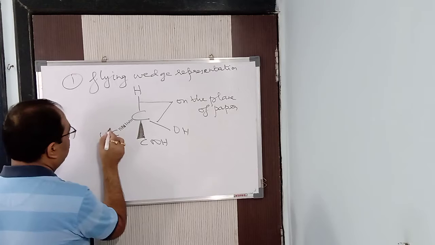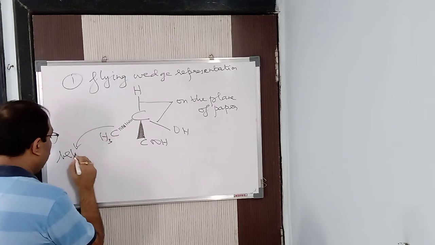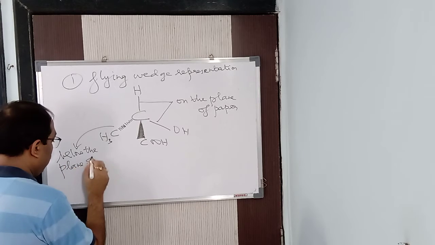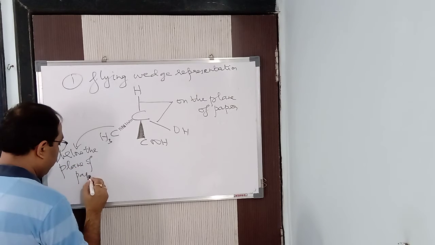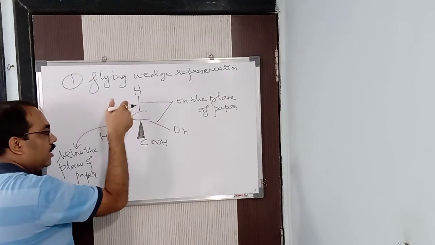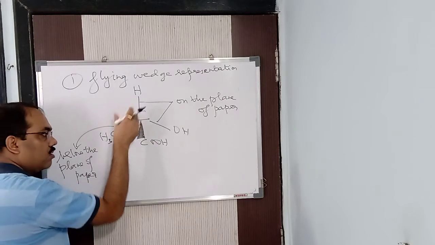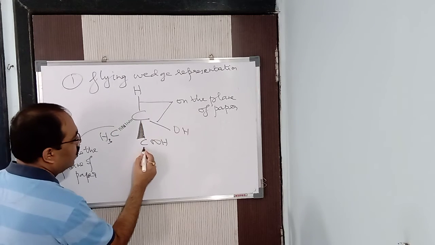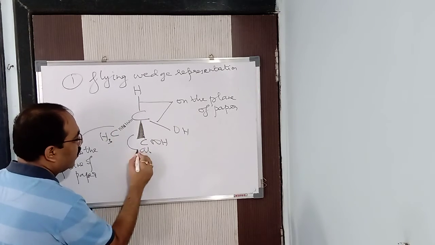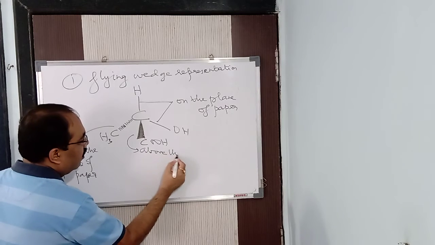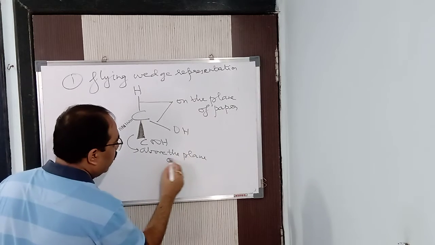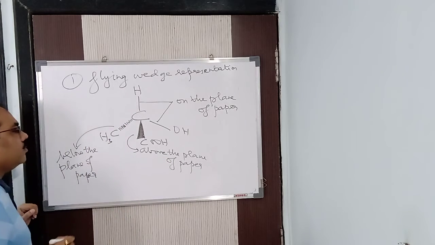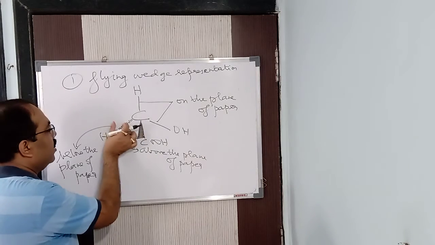This particular one is below the plane of paper. Below means here I can say it is inside. This CH3 group is inside the board. And this one is above, outside. It is above, COOH. So this group is above the plane of paper. So in this way, this is wedge, dash, clear.